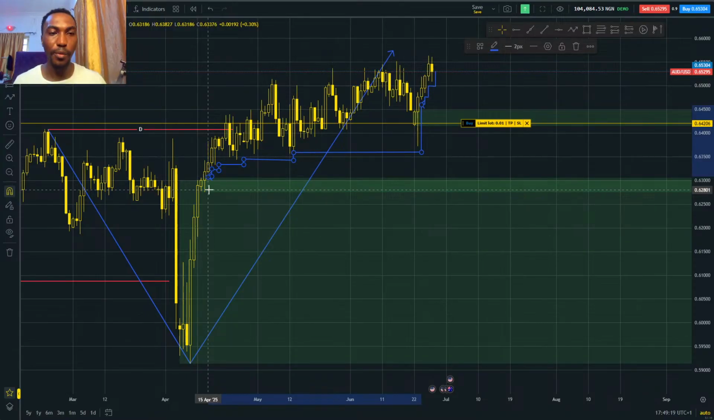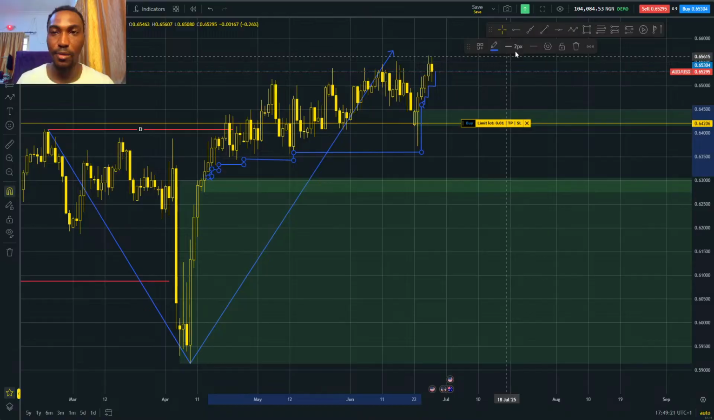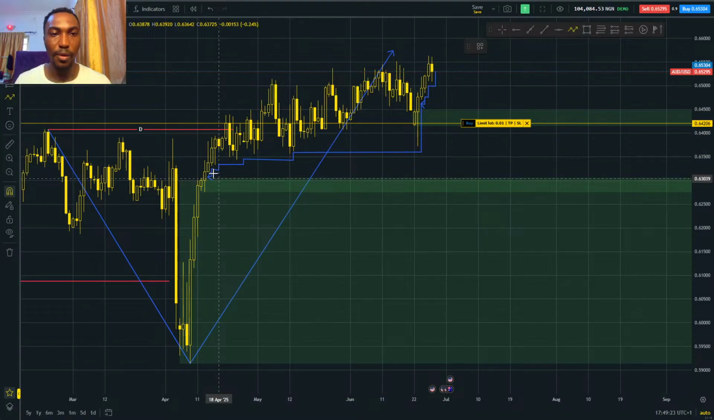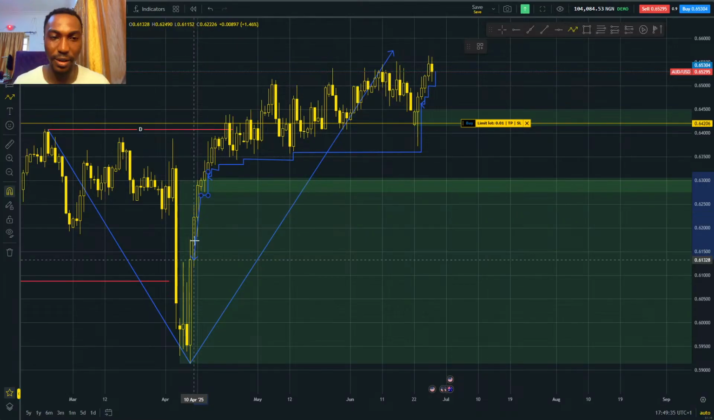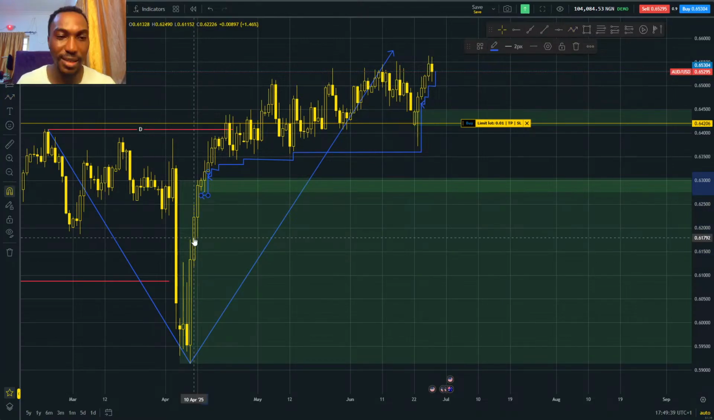Now, we're not going to be drawing. If you are going to understand the way it works, why did I draw this zone? This is a zone of its own. Then we have a continuation here. This is an imbalance. This is not the origin of an imbalance. Why? Because below this imbalance, there is an imbalance. And below this imbalance, there is another imbalance.